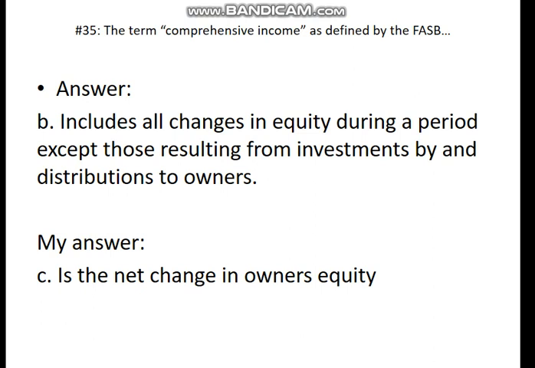The answer you could get from chapter 3, and I looked on the slides, so it's chapter 3, slide 34, and it says under accumulated other comprehensive income that the FASB requires companies to summarize changes in owner's equity exclusive of net income and contributions by and distributions to owners. So that right there is the proof of the answer of number 35.